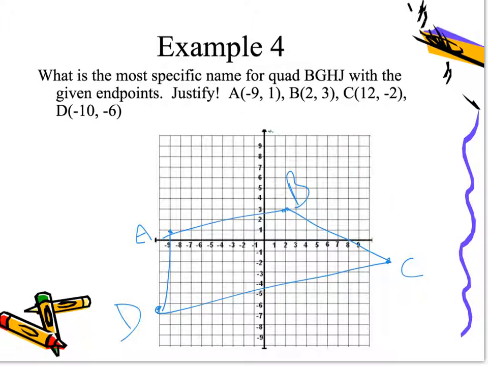So let me find my slope here. It looks like I'm going up 2 and over to the right 11. So 2 over 11, is that right? I think that's right. That looks good. Awesome. And then for D to C, looks like I'm going up 4 and over 22. So 4 over 22 would equal 2 over 11. So what do I know about my upper and lower base? They are parallel. They have the same slope. That's a start for a trapezoid. It's either a trapezoid or an isosceles.